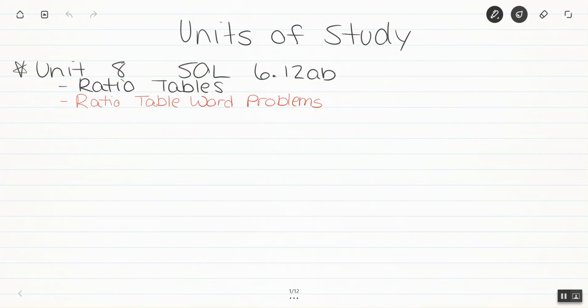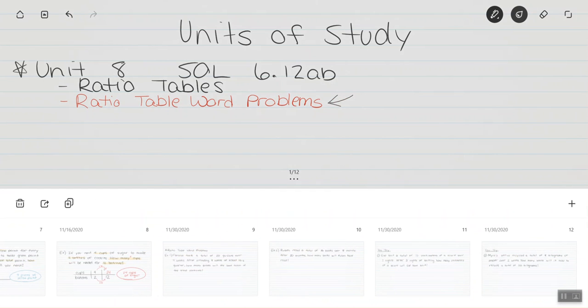You are doing well today. Mrs. Mulchaney back to go over some ratio table word problems today. So make sure at the front of your notebook you've added in that ratios word problems section under Unit 8. And then go ahead and turn in your notebook to some open pages.